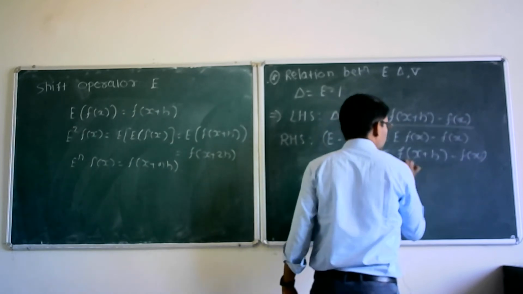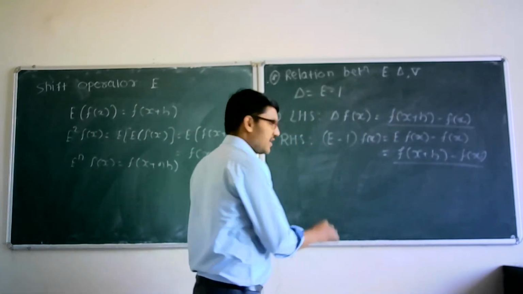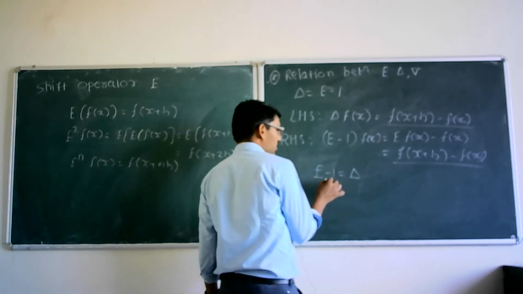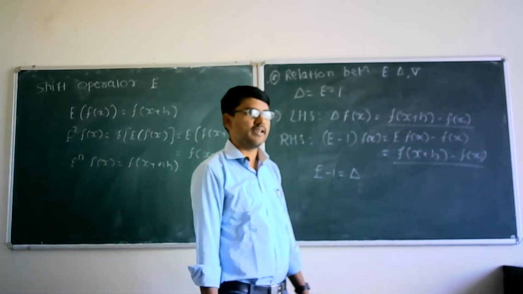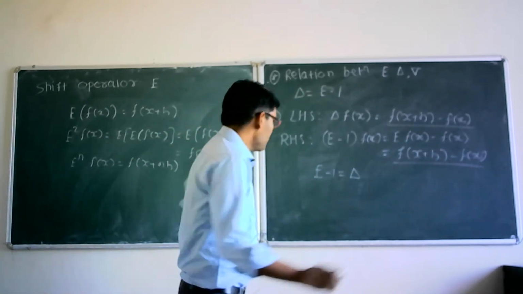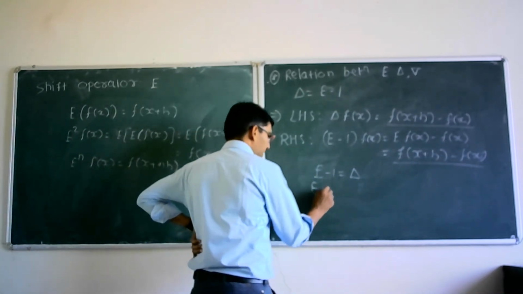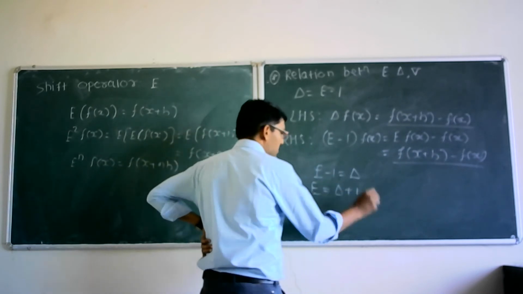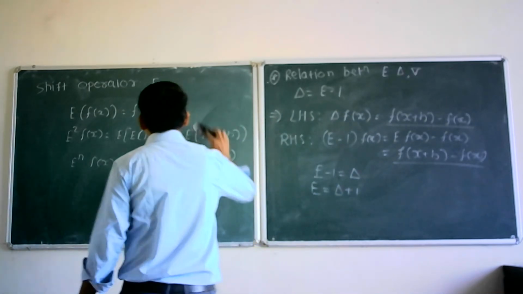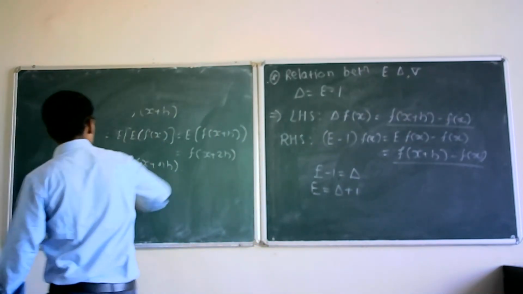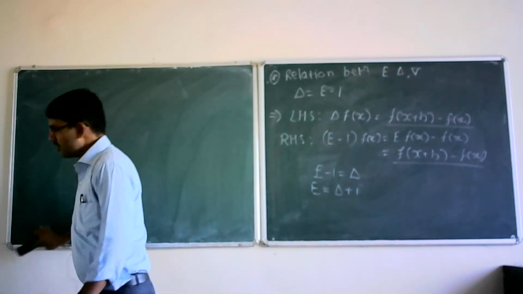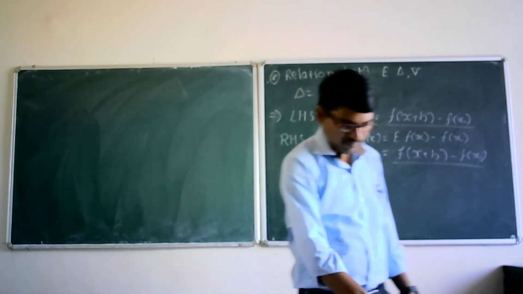Now from the LHS and RHS, you can see that E minus 1 f of x is equal to delta f of x, and therefore E minus 1 is equal to delta. Or if you want to determine E, you can write E is equal to delta plus 1. This is one relation between the forward operator and the shift operator.